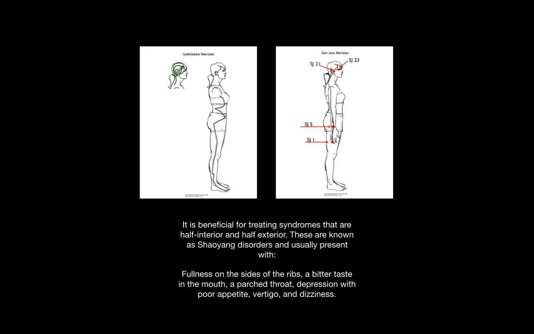The Triclinic stones resonate with the Sanjiao or Triple Energizer meridian, and the Sanjiao meets the gallbladder meridian at the temple. The Sanjiao is considered to be the arm Shaoyang meridian, and the gallbladder is the leg Shaoyang meridian. And it's interesting to see how rib fullness will present if there's a problem in these channels.